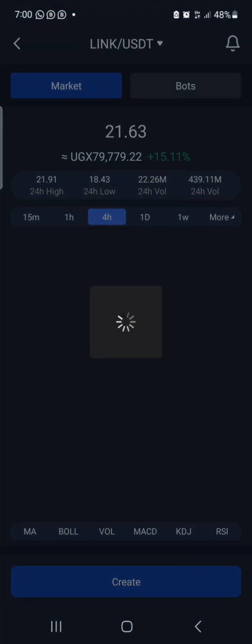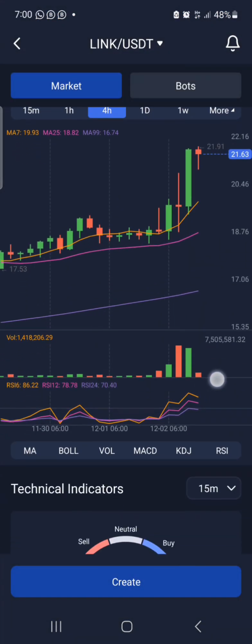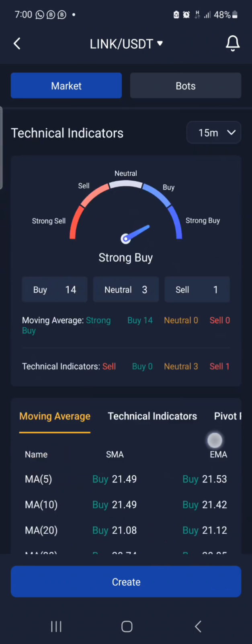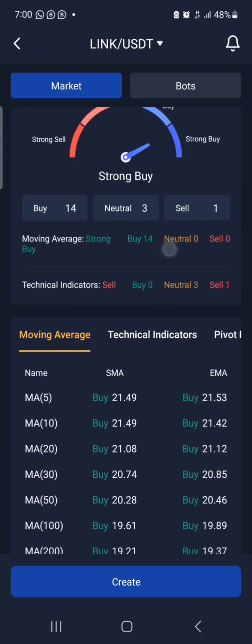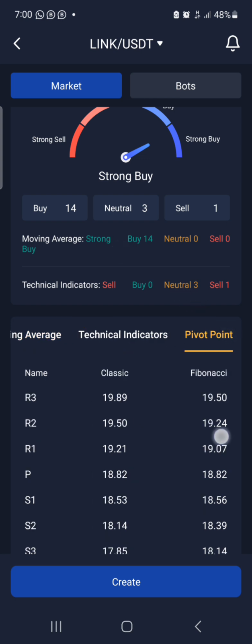Alright, so you select a coin as we've been doing, then just scroll down like this. And then here we have indicators. We have so many indicators here. But today I'll not go through these. You see them, all these are indicators. I have moving averages, technical indicators. Today I just want us to see pivot points here.